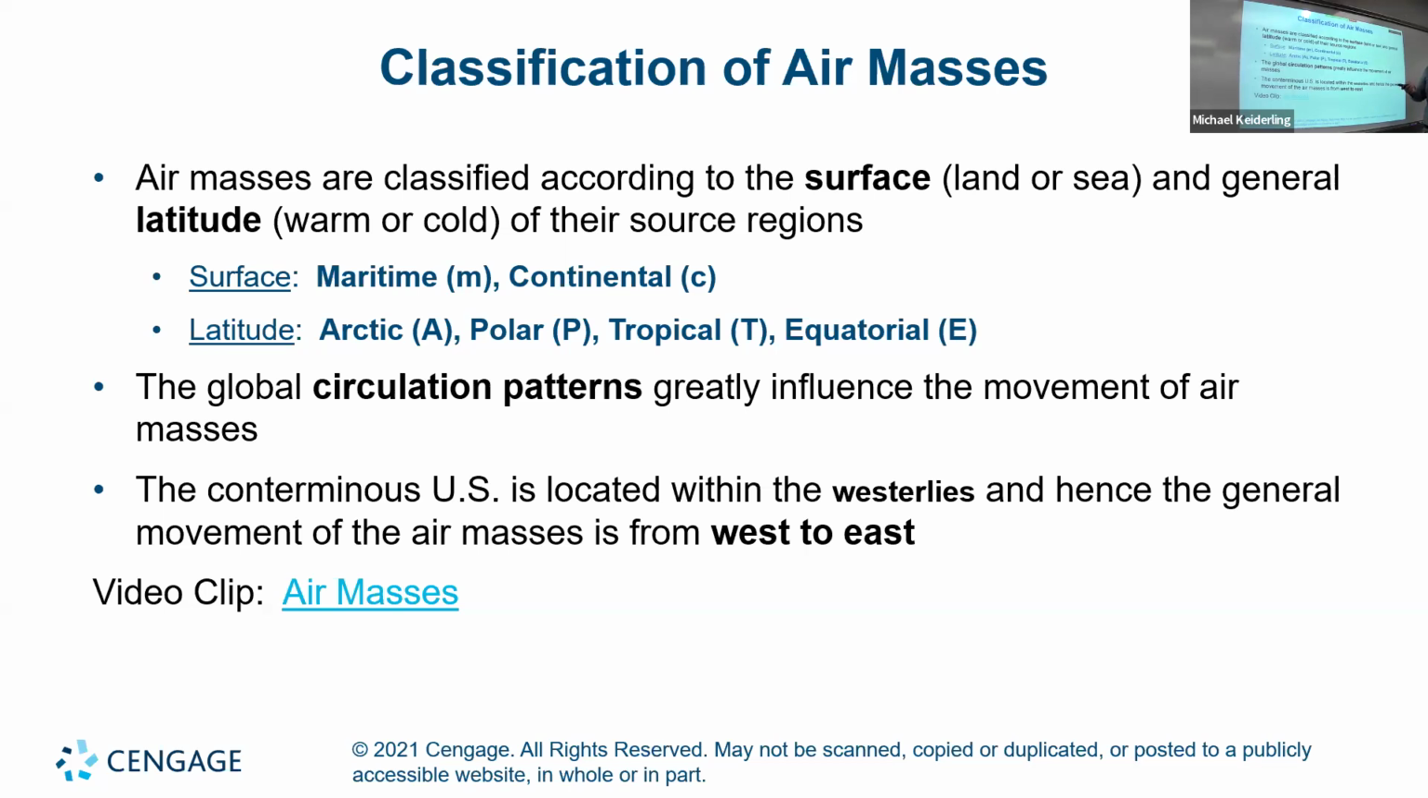Arctic air masses are super cold, polar air masses are cold, tropical air masses are warm, equatorial masses are very warm. And the global circulation patterns greatly influence the movement of air masses. The continental US, the conterminous US, is located within the westerlies, and hence the general movement of air masses is from west to east.